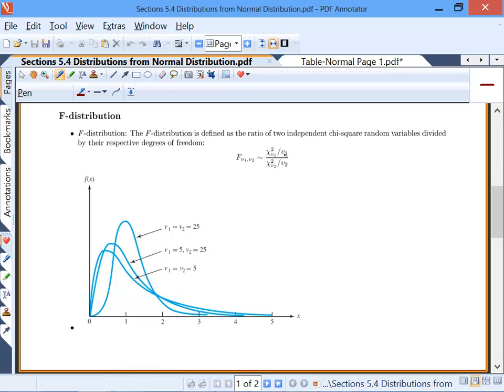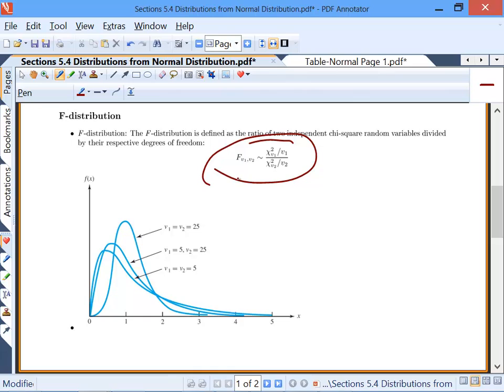As far as this class goes, you will not need to memorize how the F distribution is formed. Really, all that we'll do is use the F distribution in our statistical procedures, and you'll just need to be able to look up probabilities on the tables. But we'll learn how to do that when we actually need the F distribution.